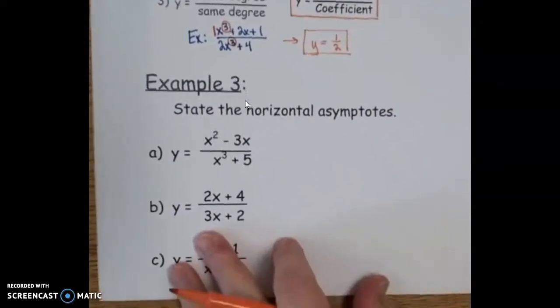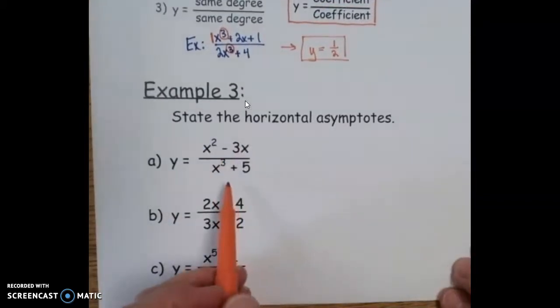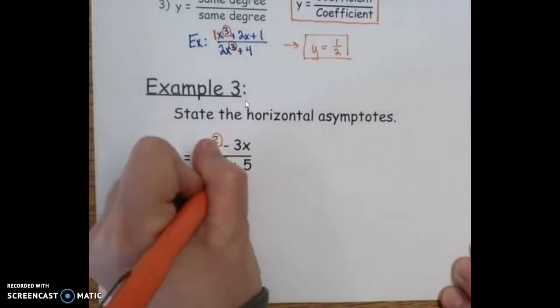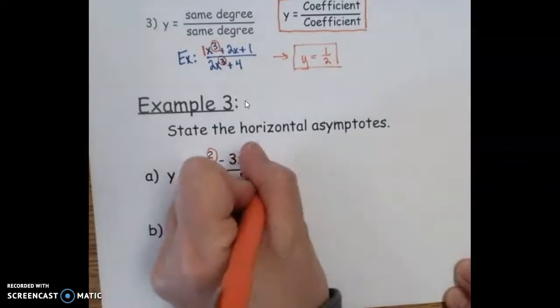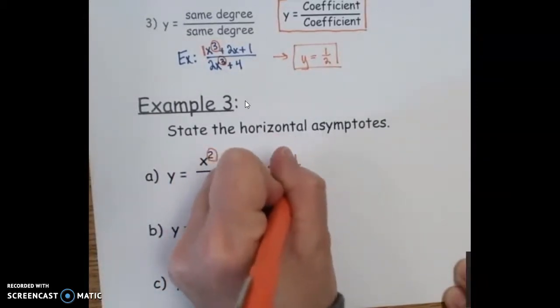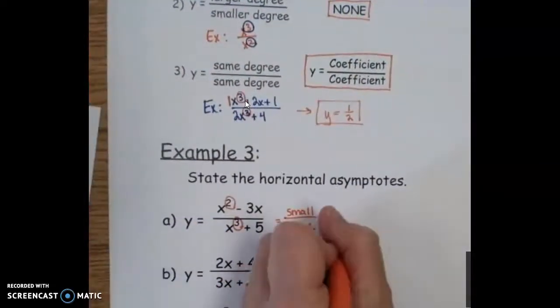Okay, so let's look at a couple more examples down here on example 3. It says state the horizontal asymptote. The degree of the numerator is 2, and the degree of the denominator is 3. So this is small over large. If you look back up here, small over large is going to be y equals 0.